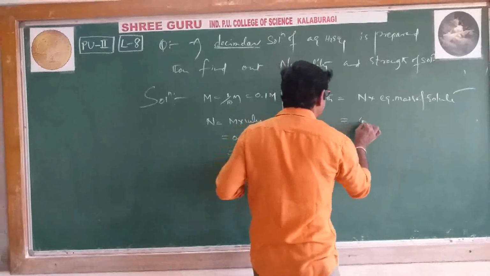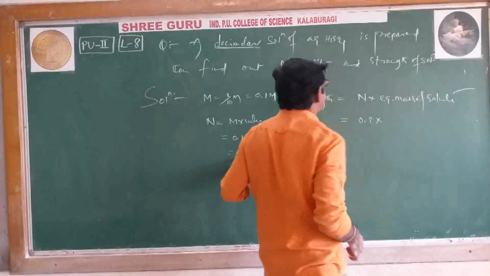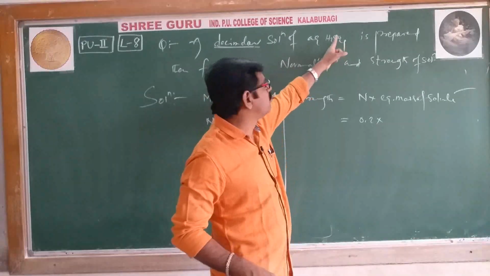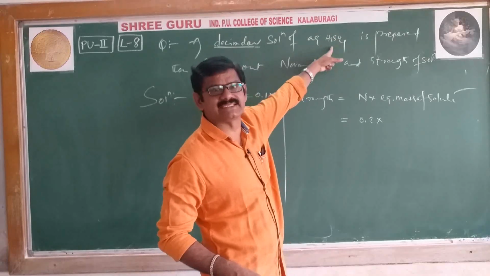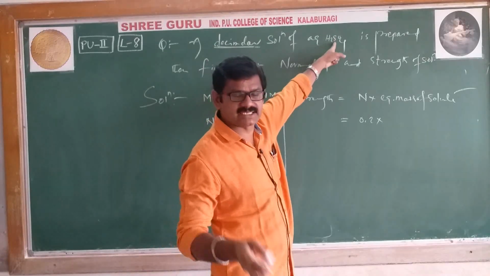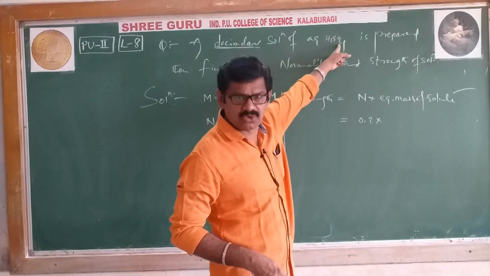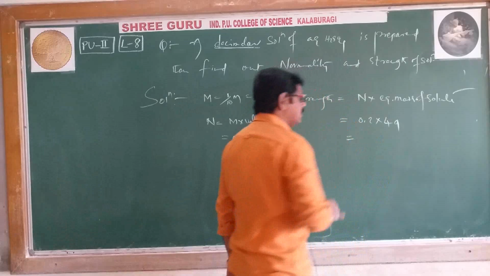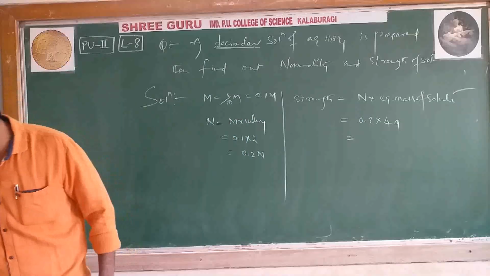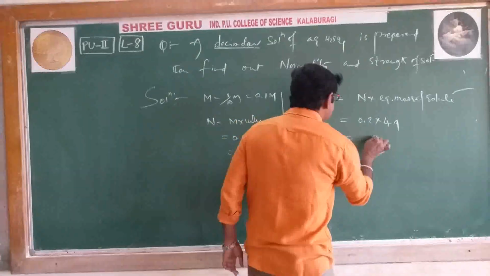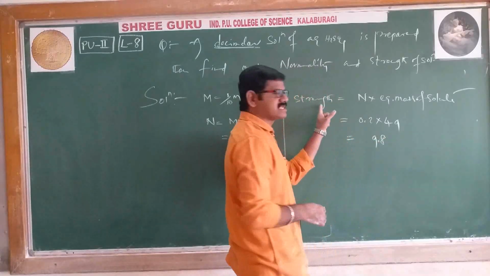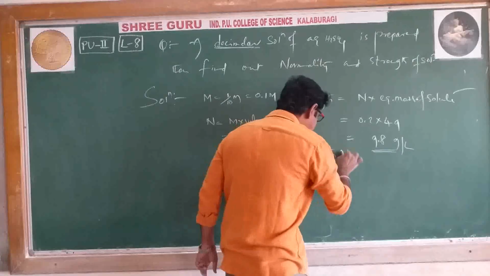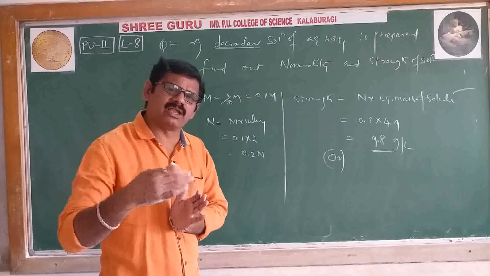Strength is equal to normality, 0.2, into equivalent mass of solute. What is solute? H2SO4. What is the equivalent mass? Molar mass divided by valency. Molar mass of sulfuric acid is 98 divided by 2. 98 by 2, 49. And if you multiply, we get 9.8 units of strength, already known to you, gram per liter.